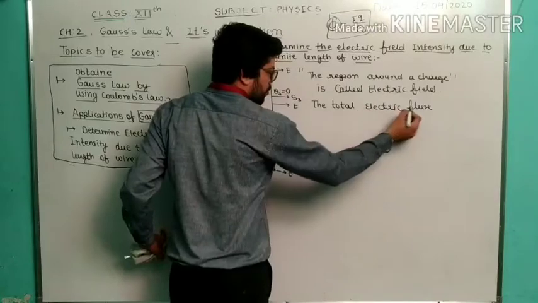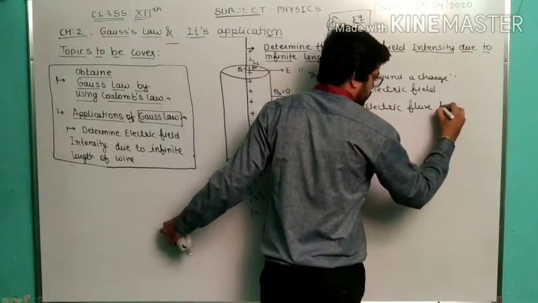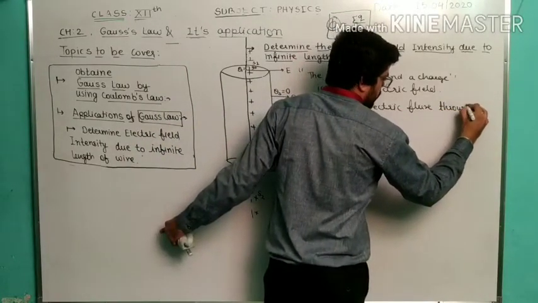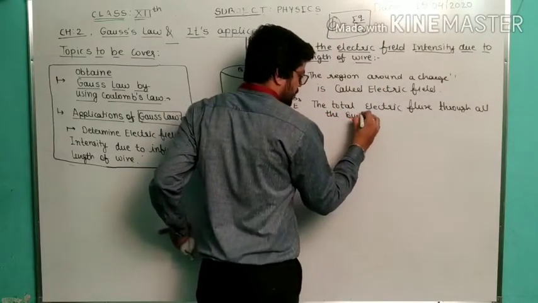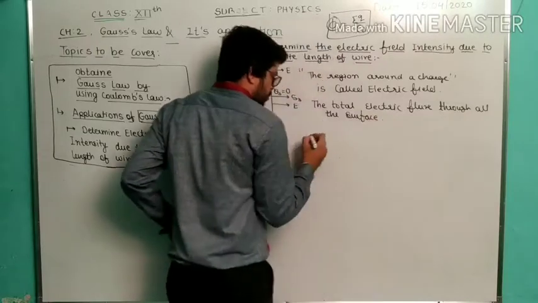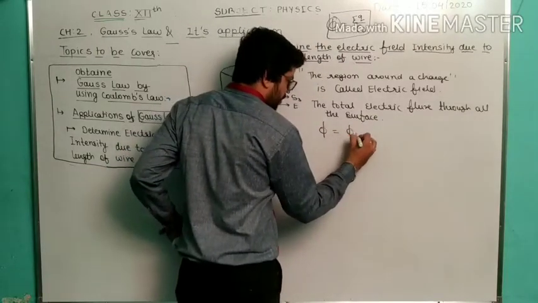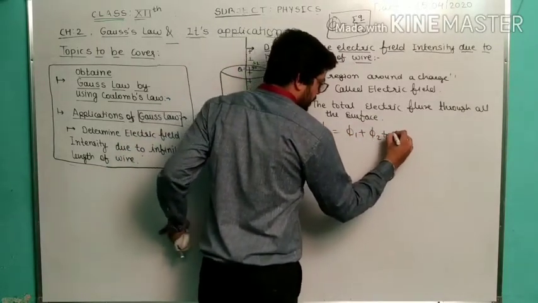Okay, so total electric flux through all the surfaces. Okay, so phi is equal to phi 1 plus phi 2 plus phi 3.